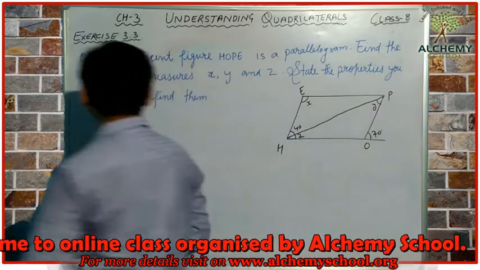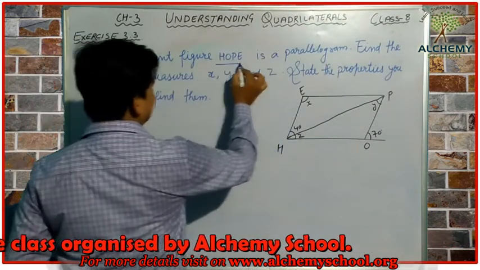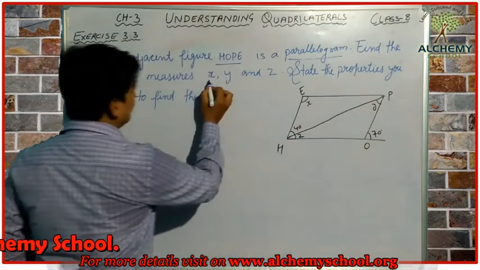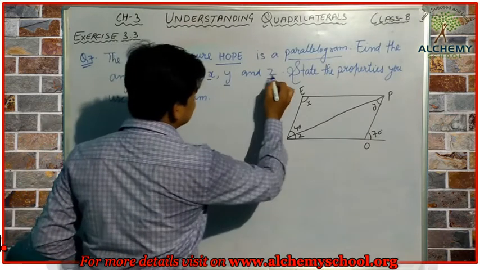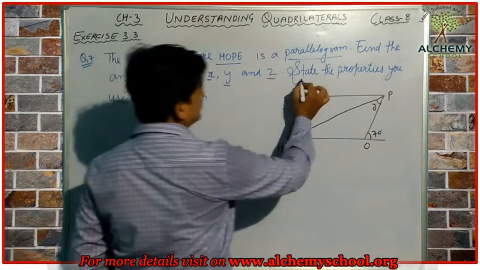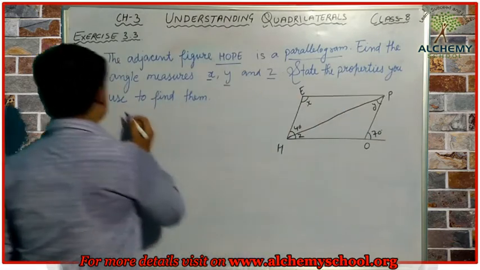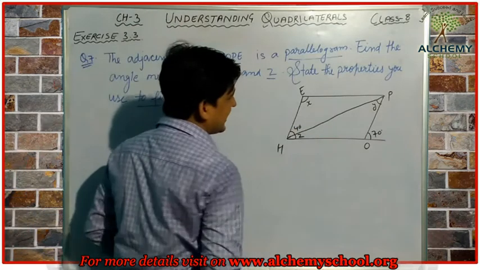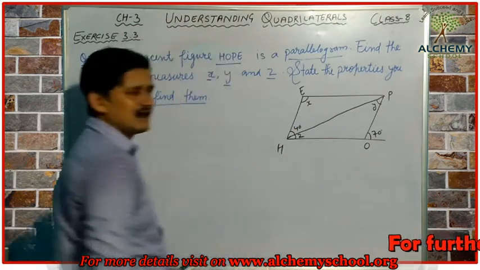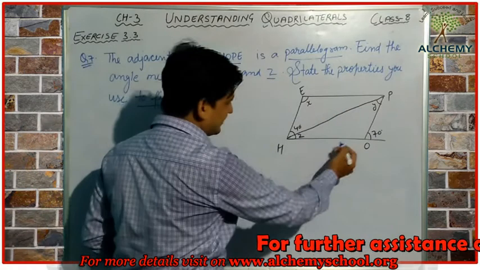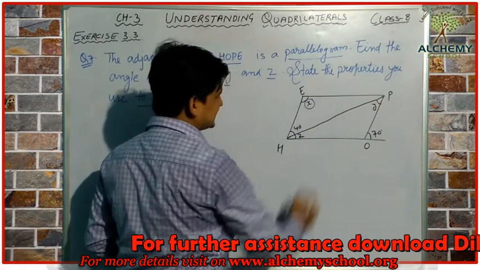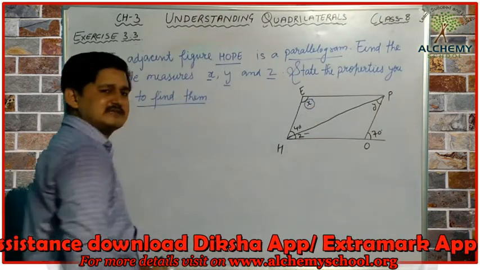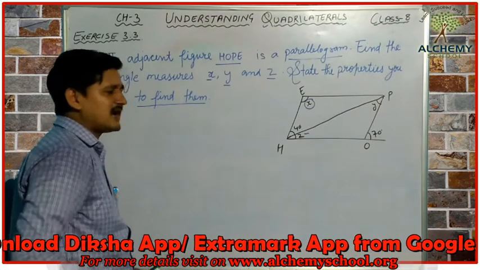Question number 7: in the adjacent figure, HOPE is a parallelogram. Find the angle measures x, y and z. At the same time, we have to state the properties we have applied to find them. One figure is given here, and it is a parallelogram. Some angles are given here. You can see this is angle x, this is angle z and this is angle y. We have to find the value of these given angles. So let's see how we can find them.